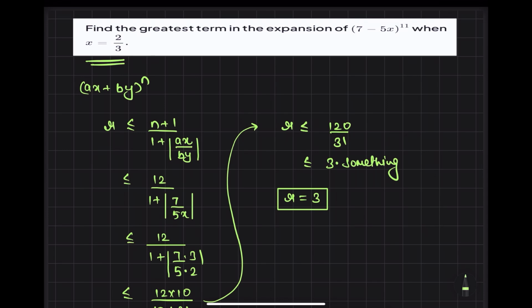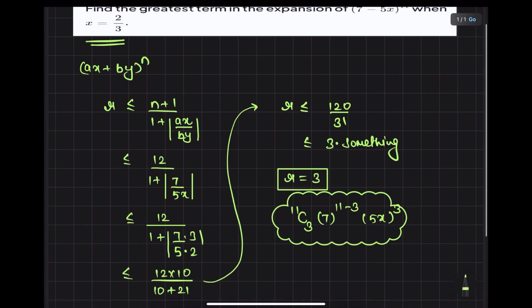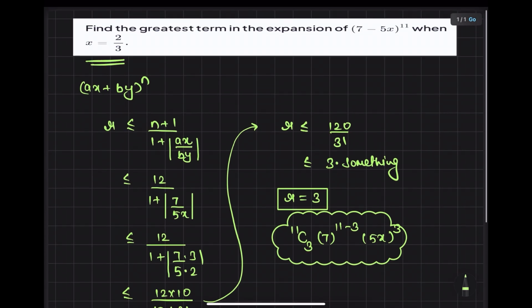If r is 3, the fourth term will carry the maximum value. Correct? So look at this. We will write 11C3, so 7 to the power 11 minus 3, into 5x. We need magnitude wise, no? So only (5x)^3. So this is the required term, and you have to replace x with 2 by 3 to get the final result. I hope you got the idea, you have applied your concept, and you got your result done.